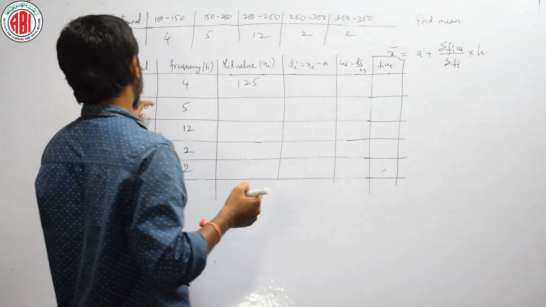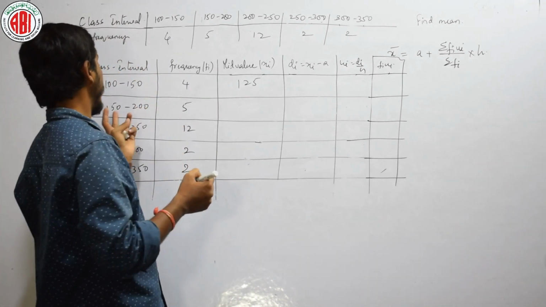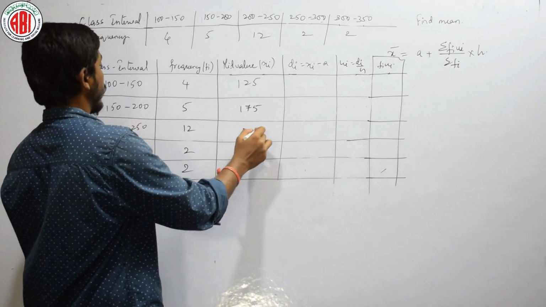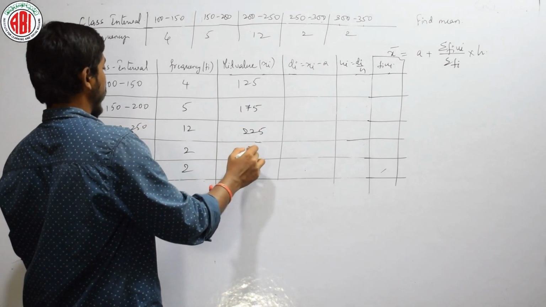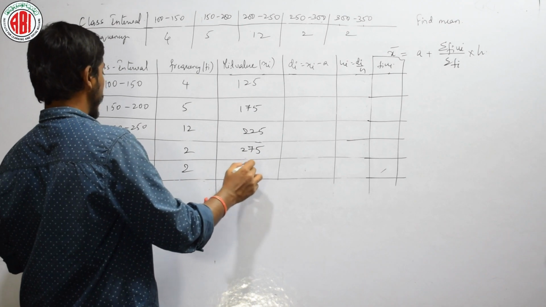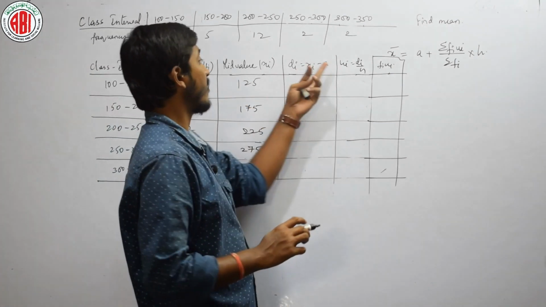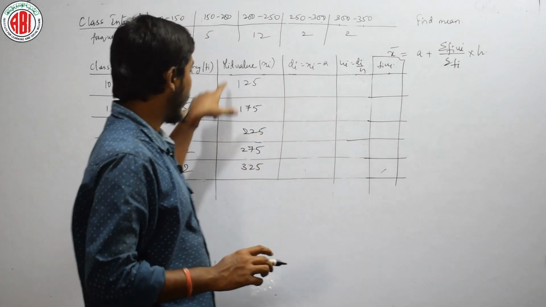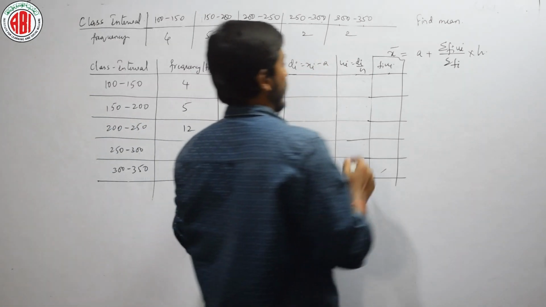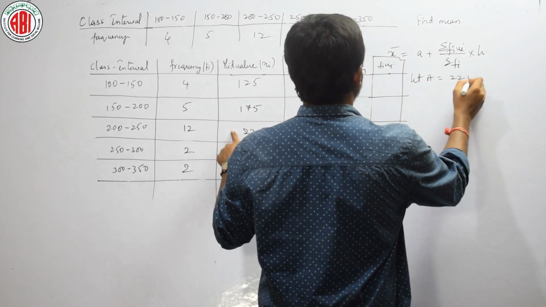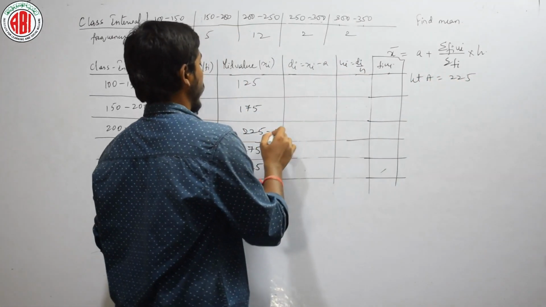100 plus 150 is 250, 250 by 2 is 125. Here 175, here 225, here 275, here 325, right. The next is we have to assume the mean, again the middle value, as we did in the last sums. Assume A is equal to 225, okay.